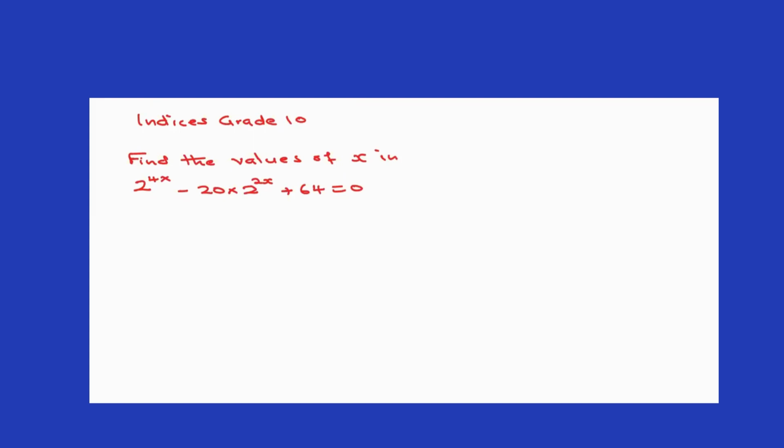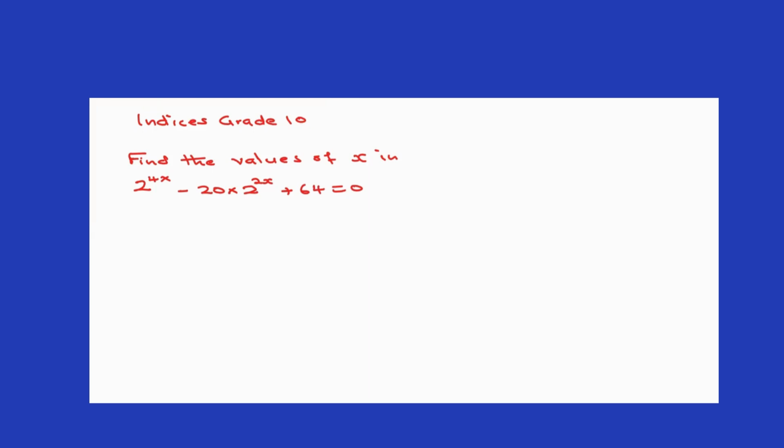The basic knowledge here is to ensure that everything is converted to the same base. Looking at 2 raised to the power 4x, it is to base 2. 2 raised to the power 2x is already to base 2. 64 can be put to base 2. 20, can 20 be put to base 2? It cannot. So then we have to take a different perspective to this question.